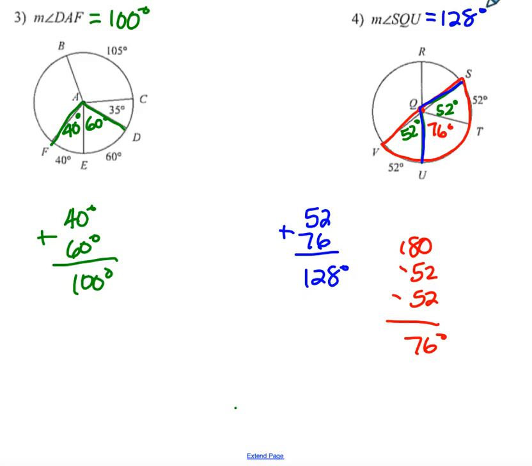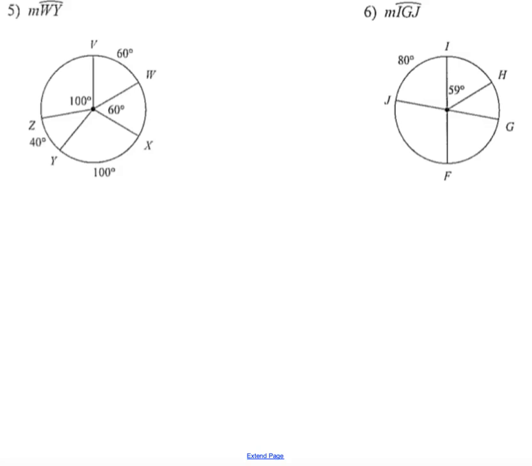Okay, so there you know a little bit about central angles, and there are a couple problems on the problem set that you can try for homework. I want you guys to try numbers 5 and 6 for homework, and then we will also go over it next time in class. All right, take care.